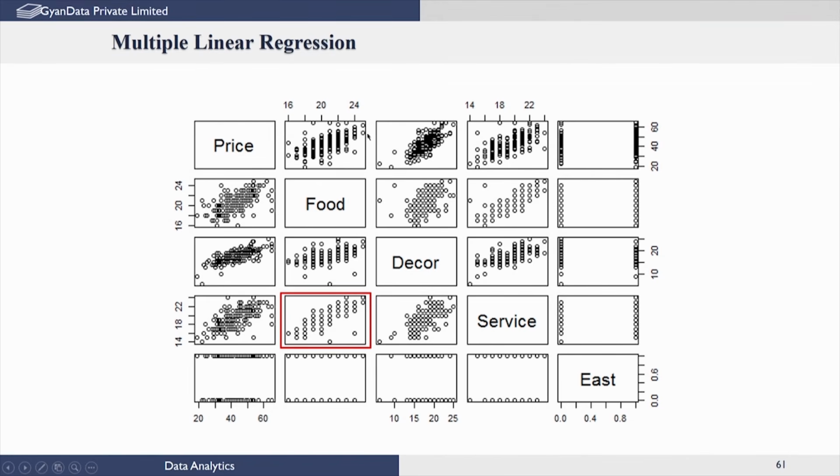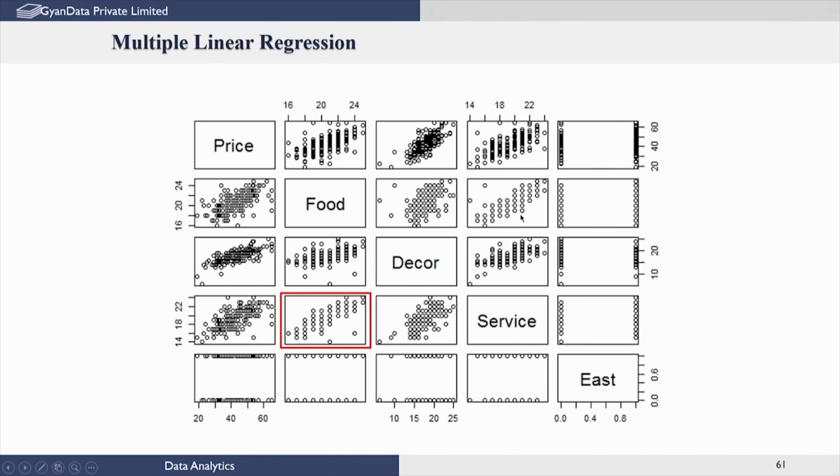This particular plot shows the correlation or the scatter plot for y versus x1, or price versus food. The second one is the scatter plot between price and decor. The third one is the scatter plot between price and service, and the last one is price versus location. Okay. And similarly, you can develop a scatter plot between food and decor, which is here, or food and service and so on.